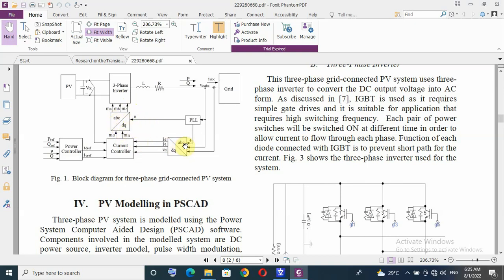To convert from ABC to DQ or from DQ to ABC, we need a phase lock loop. That means I have to get the three phase system voltage angle to make the transfer from ABC to DQ. That means the PV inverter will be synchronized with the voltage system of the grid. So that means we phase lock with the system voltage.